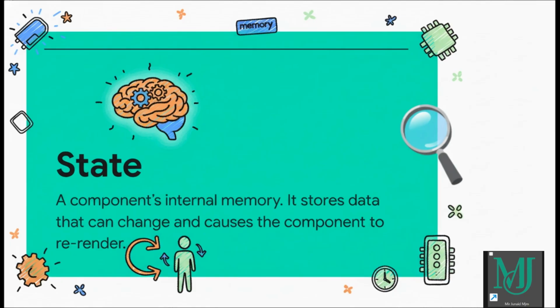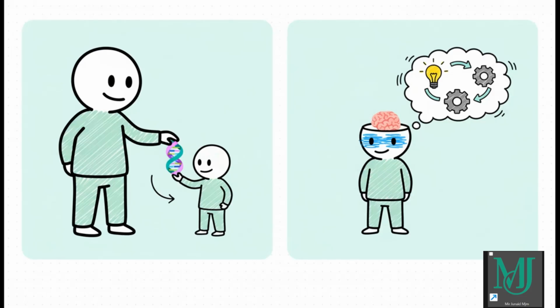State is exactly what it sounds like, the component's own private internal memory. Now remember how props come from the outside and from the parent. State is the total opposite. It's managed completely inside the component. And here's the magic: whenever that internal memory, that state, changes, React just automatically re-renders the component to show the update. That right there is the secret sauce to all interactivity.